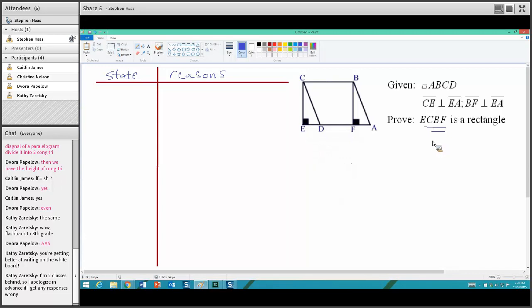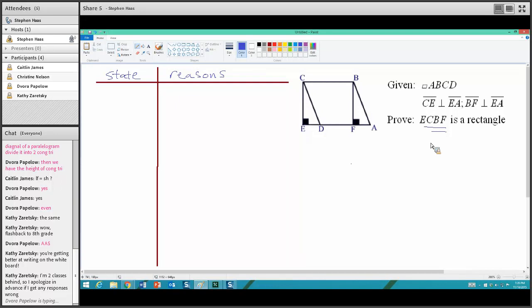Okay, no problem. We're not here to get everything right. We're just here to learn. All right. So how would we go about doing this? I'm just thinking about how we would go about it. Now, we've already got two angles. Remember, to prove a rectangle, what do you need to prove? You need to prove that all four angles are right angles.